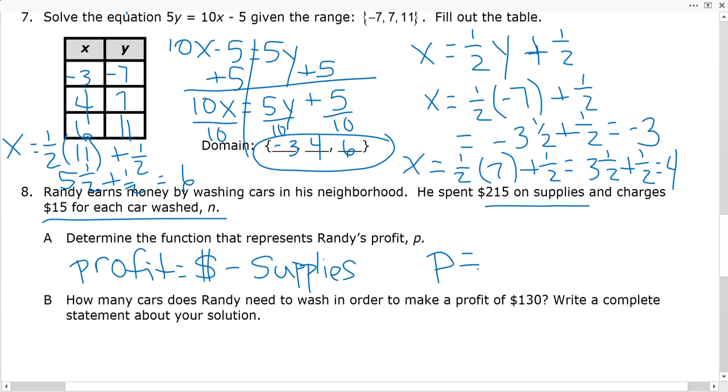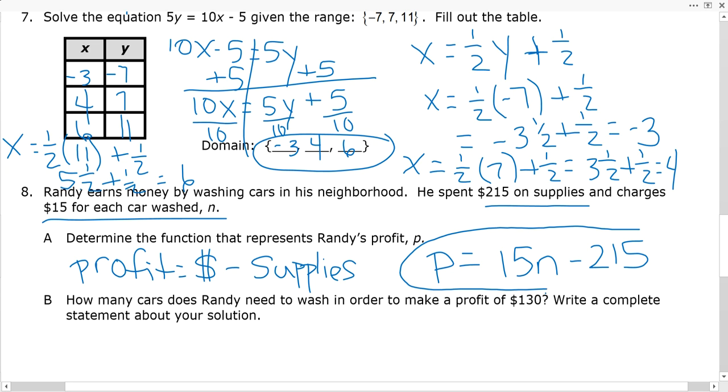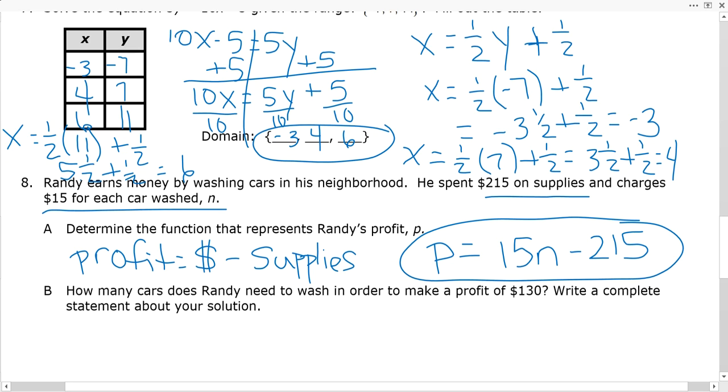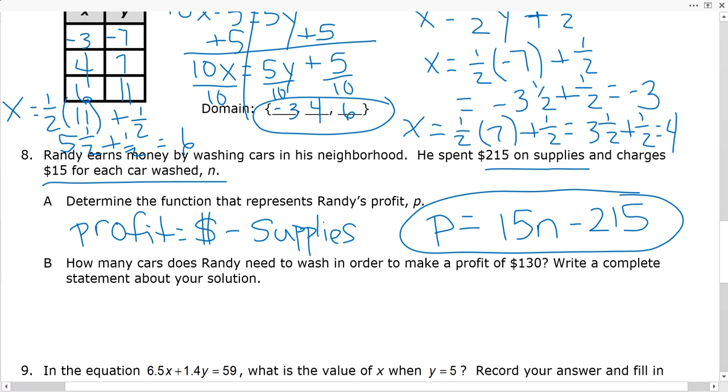So we're going to have profit equals 15N minus 215. You have to be able to take away the 215 before you make a profit. So here's my function. Okay, how many cars does Randy need to wash in order to make a profit of 130? So I'm going to put 130 equals 15N minus 215.